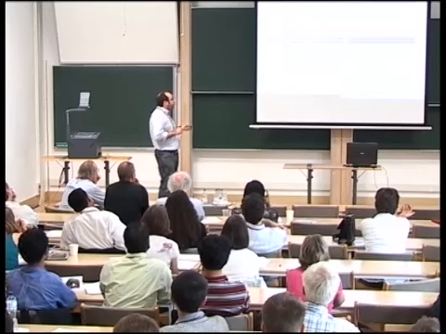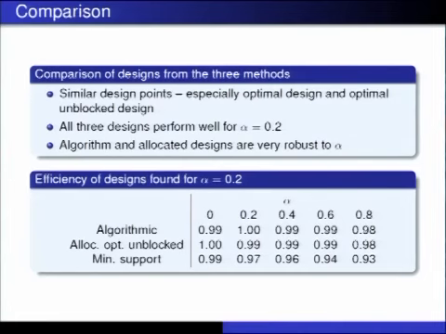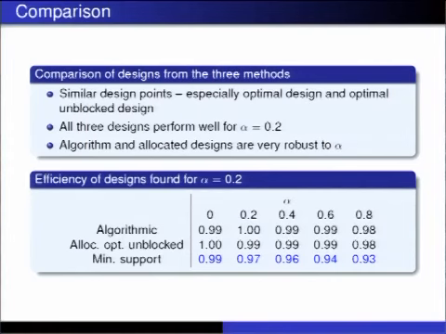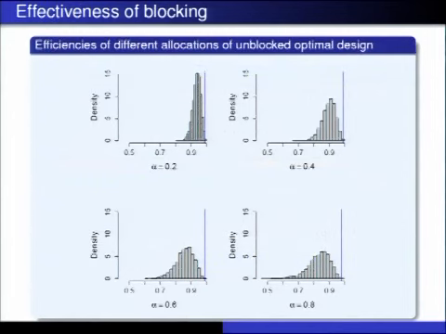So what we're going to do is adjust the value of alpha, which remember is our working correlation parameter, between 0 and 0.8, and we're going to not find different designs. We're going to keep the same design we found for alpha is 0.2, but evaluate it under these different values of alpha. And if we do that, we can see that the algorithmic design and the allocation of the optimal unblocked design perform very well for the whole range of alpha. The minimally supported design also performs pretty well, but it is slightly less robust to alpha than the other 2, just a little bit.